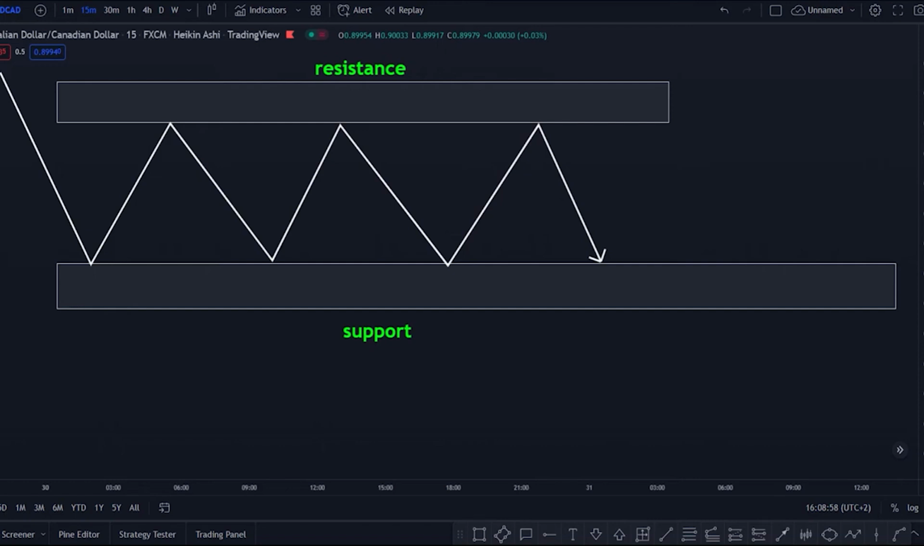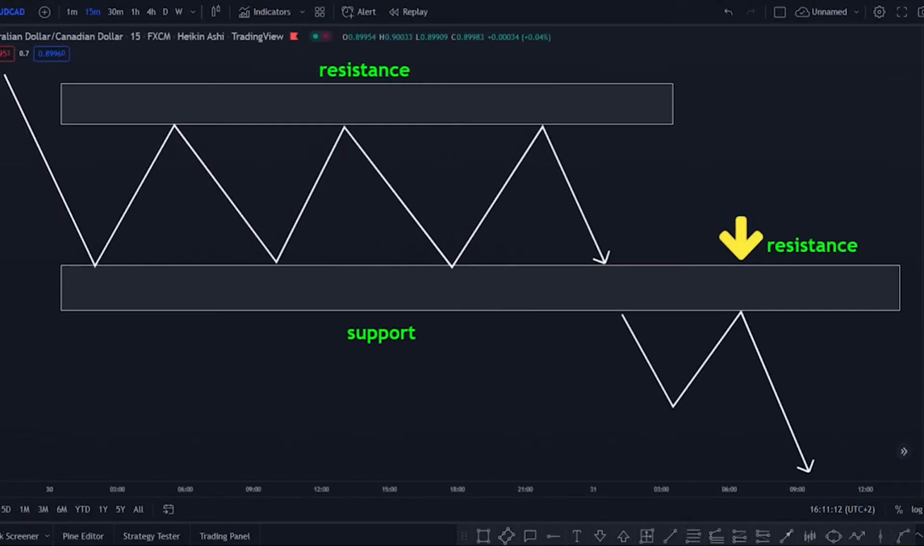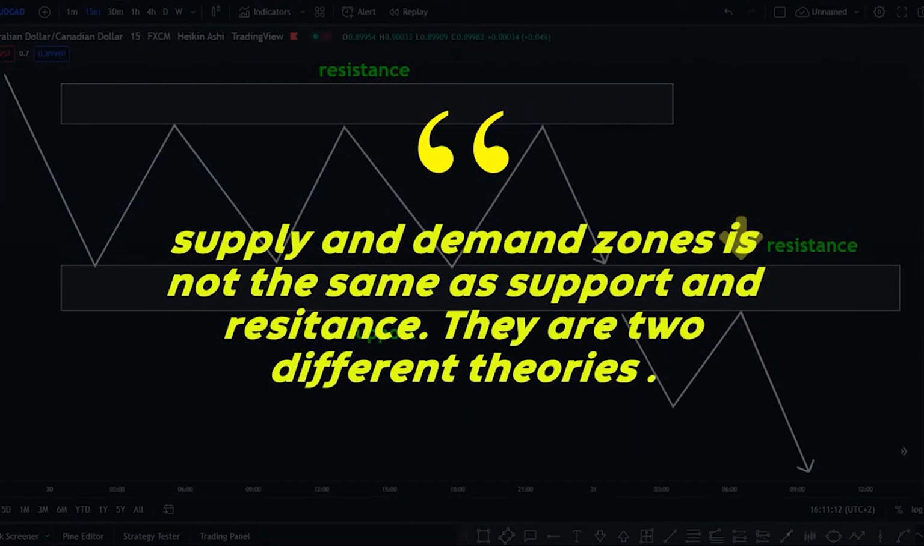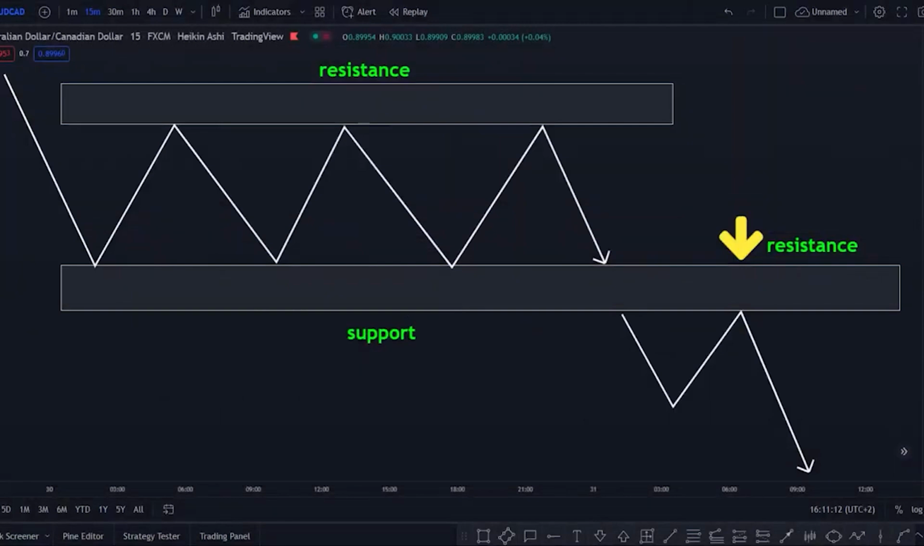But one question is what happens when it breaks either support or resistance. From this example we can see that the market has broken the support area. Like how I just explained. Resistance is when we want to sell. And remember, support and resistance is not the same as supply and demand. Because in supply and demand we use accurate zone, and in support and resistance we use strong price areas.